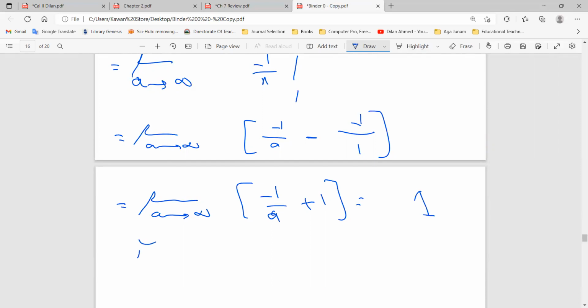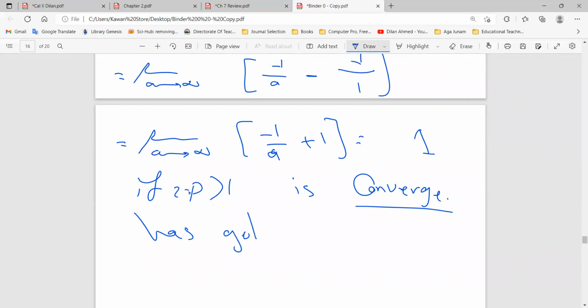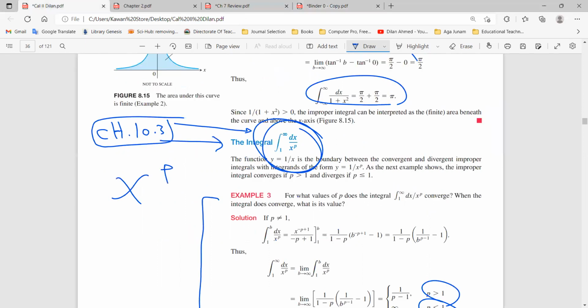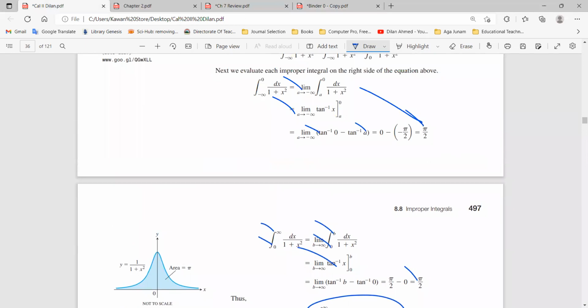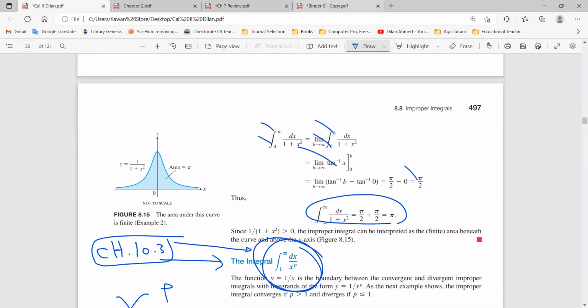Easy. So if p is greater than 1, for example p equal to 2, it converges. Converge means that it has a result. Okay, we got the result. Our integral from 1 to infinity got a result, so we call it converge. Understood? In the other examples also, we got a result. When we get a result, we say converge.